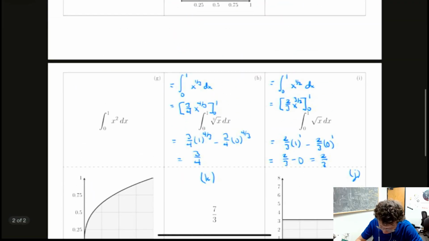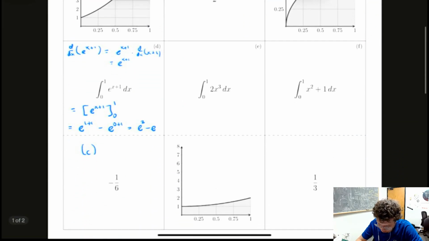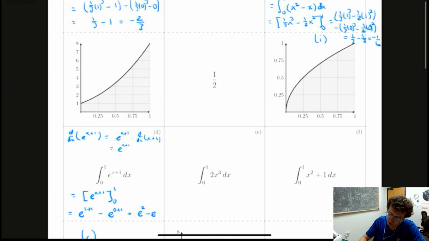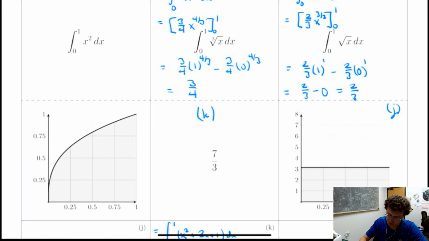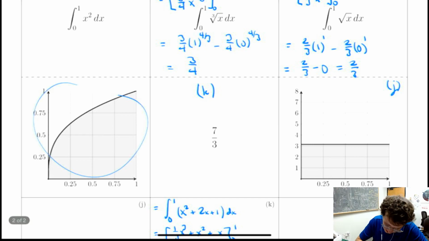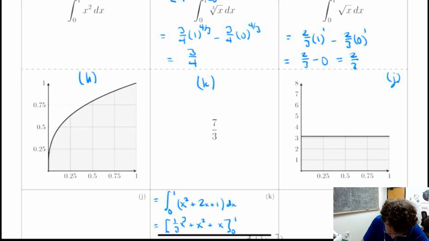Is 3/4 an option? No, it's not. So it must be a graph. With the square root of x, we were debating between this graph and this one, and we said that the other one was the square root of x, so this one must be the cube root of x. So this is the domino that matches with domino H.